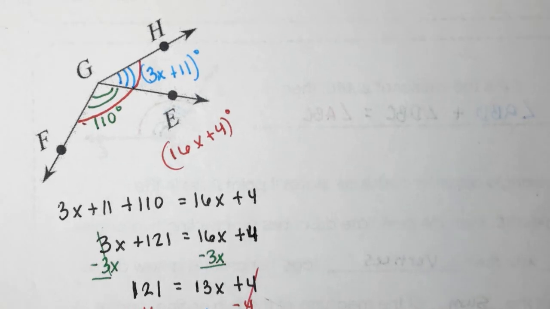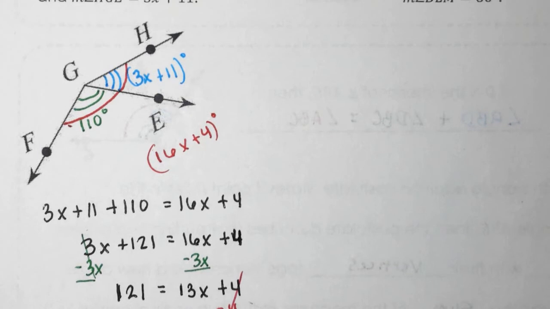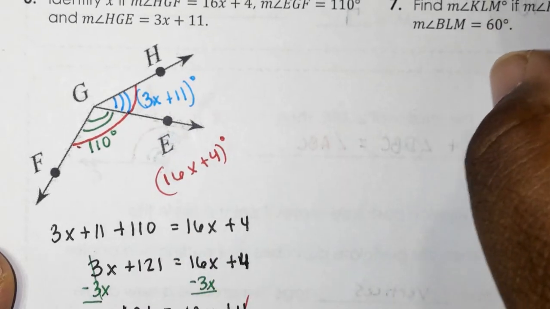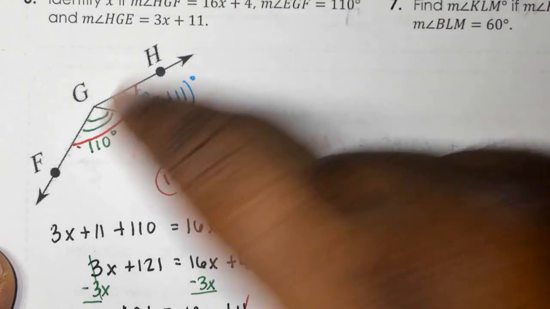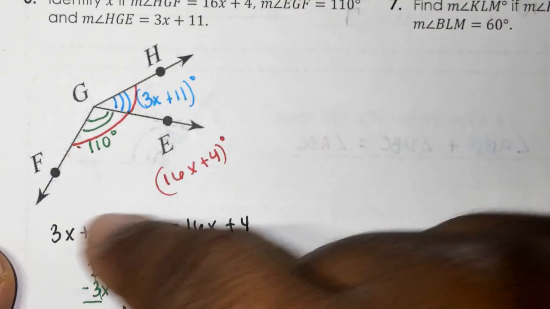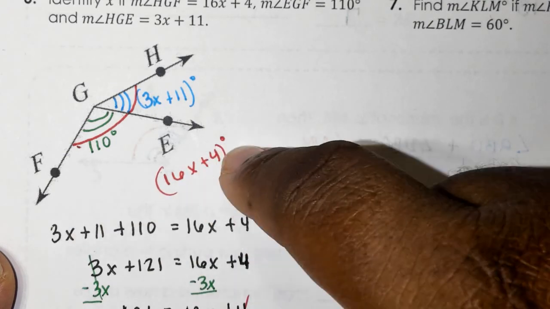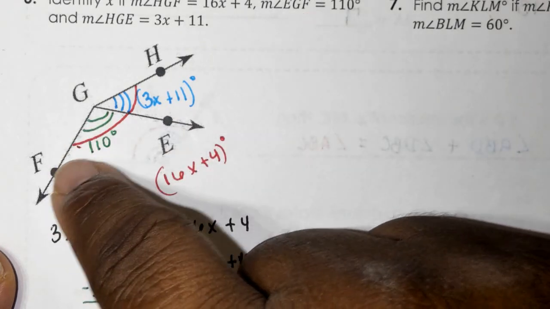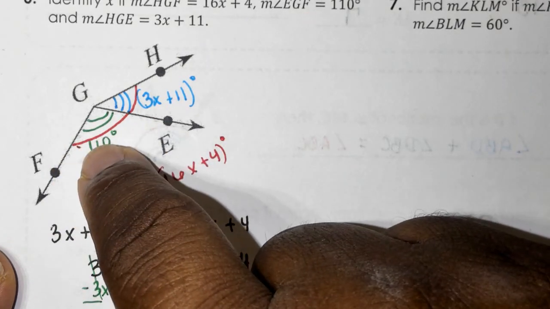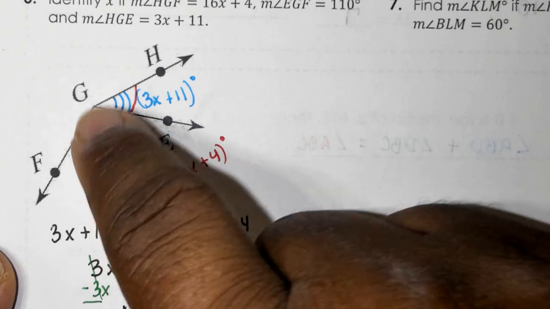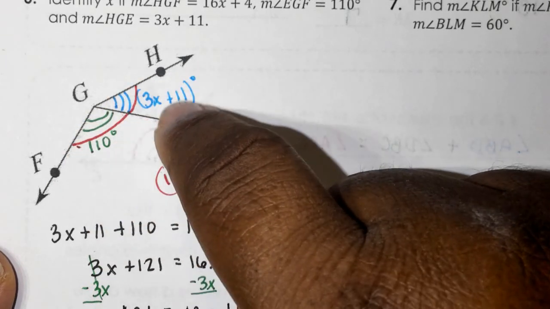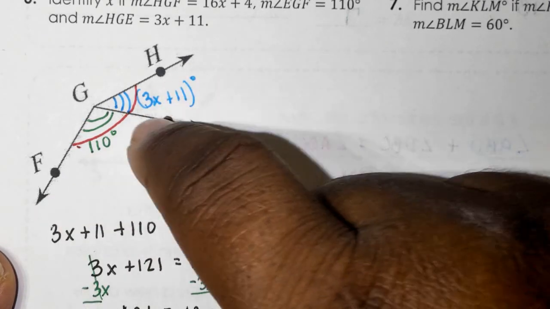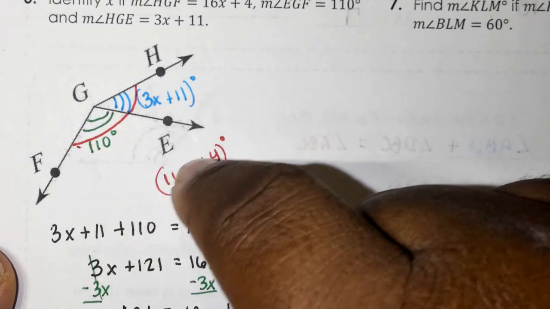Alright, so you should have set up like me from when you label. I label my stuff like this, based off what they told me. First of all, angle HGF, the first one they gave me was the whole thing, so I put that out here. The next one they gave me, EGF, was this angle right here that I got 110 on. And then HGE was this small angle up here, 3x plus 11. So once I labeled, I realized I should add this plus this to equal this.